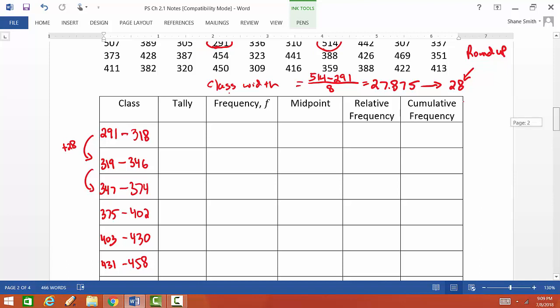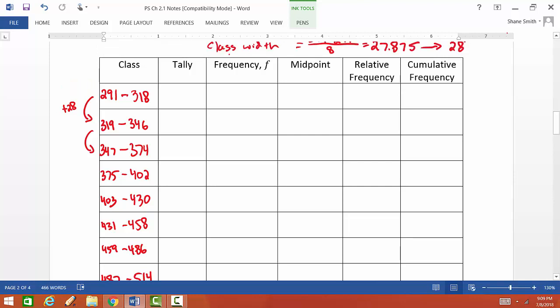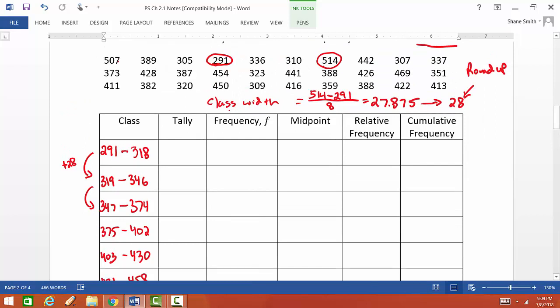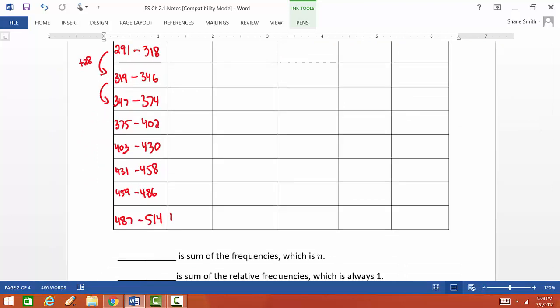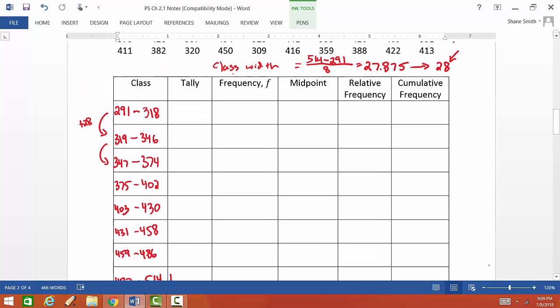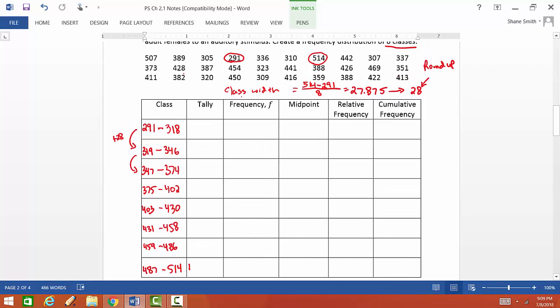So now we make tallies. The tally column is just strictly for organizational purposes. The easiest way to do this is to go through the data set once. So for example, I see 507, so I make a tally where there's 507. I have to zoom out so I can see this whole thing here. Here we go. 507, I made a tally. 389, tally. 305, tally. 291, tally. 336, tally. 310, tally. And I keep going and make all the tallies. So I think you get the idea.